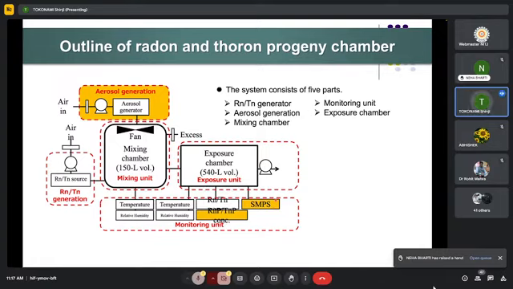Here is the outline of the radon and thoron progeny chamber, the aerosol chamber. The system consists of 5 parts: radon thoron generator, aerosol generation unit, mixing chamber, monitoring unit, and exposure chamber.